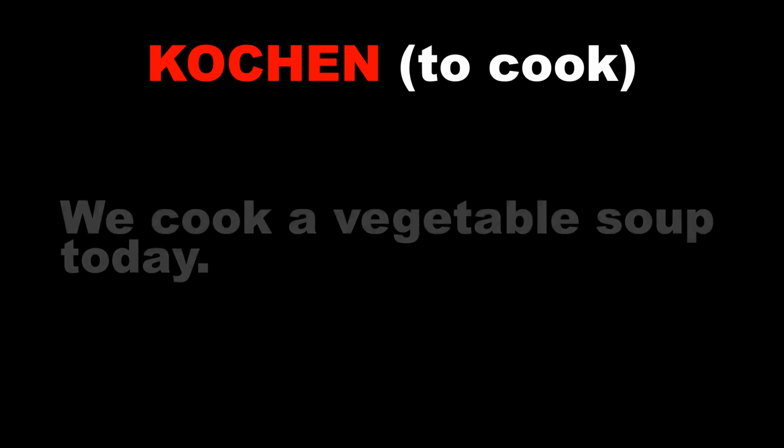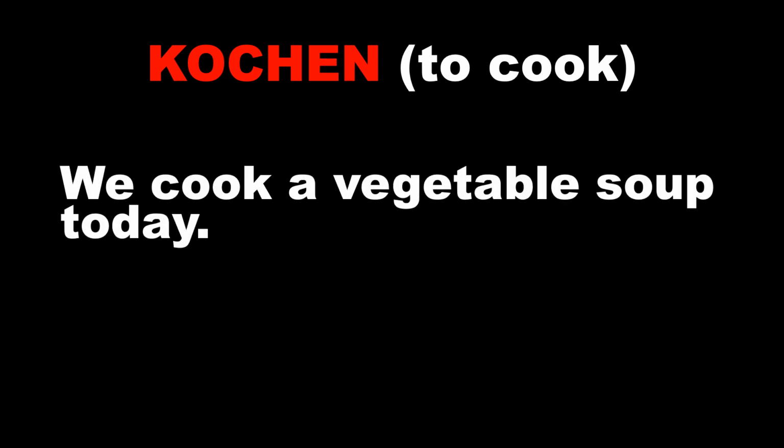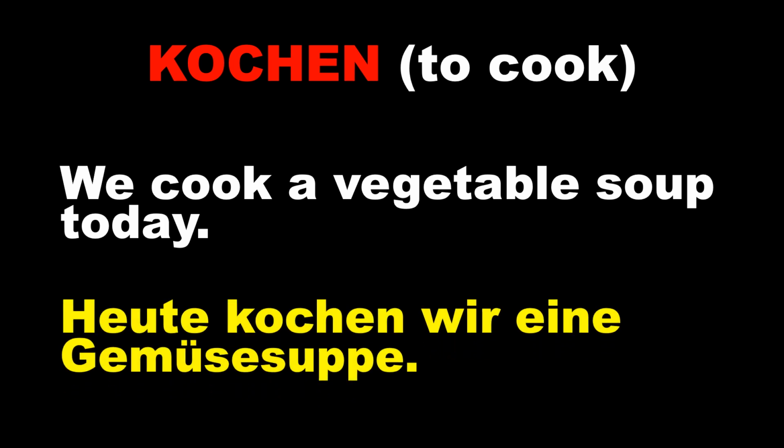Kochen, to cook. We cook a vegetable soup today. Heute kochen wir eine Gemüsesuppe. We can also say the same sentence: Wir kochen heute, changing the place of wir and heute. So both are correct. Wir kochen heute eine Gemüsesuppe oder heute kochen wir eine Gemüsesuppe. That is how we can use the verb kochen in accusative.